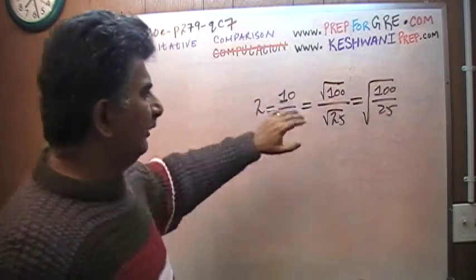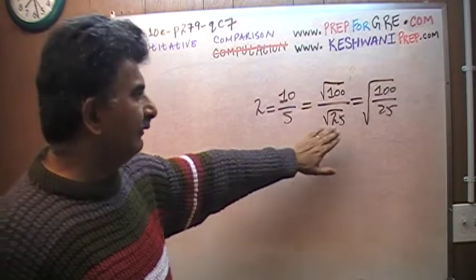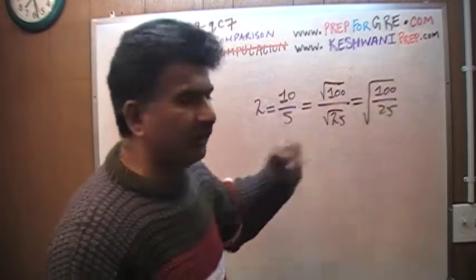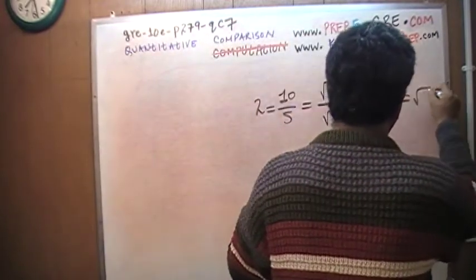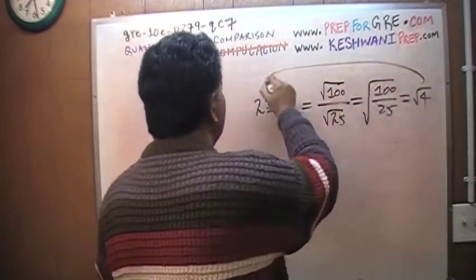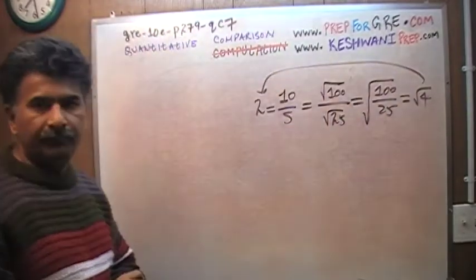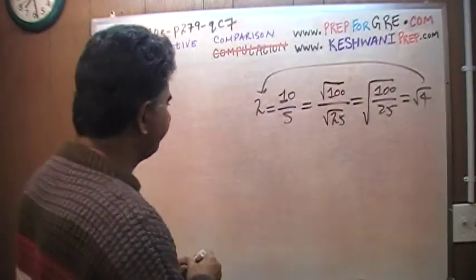In other words, the square root of 100 over the square root of 25 is the same as the square root of 100 over 25. And since 100 over 25 is 4, we are basically being asked to figure out the square root of 4. And of course, the square root of 4, as we all know, is 2. Voila. You see? Let's do one more, and then we'll do something else.